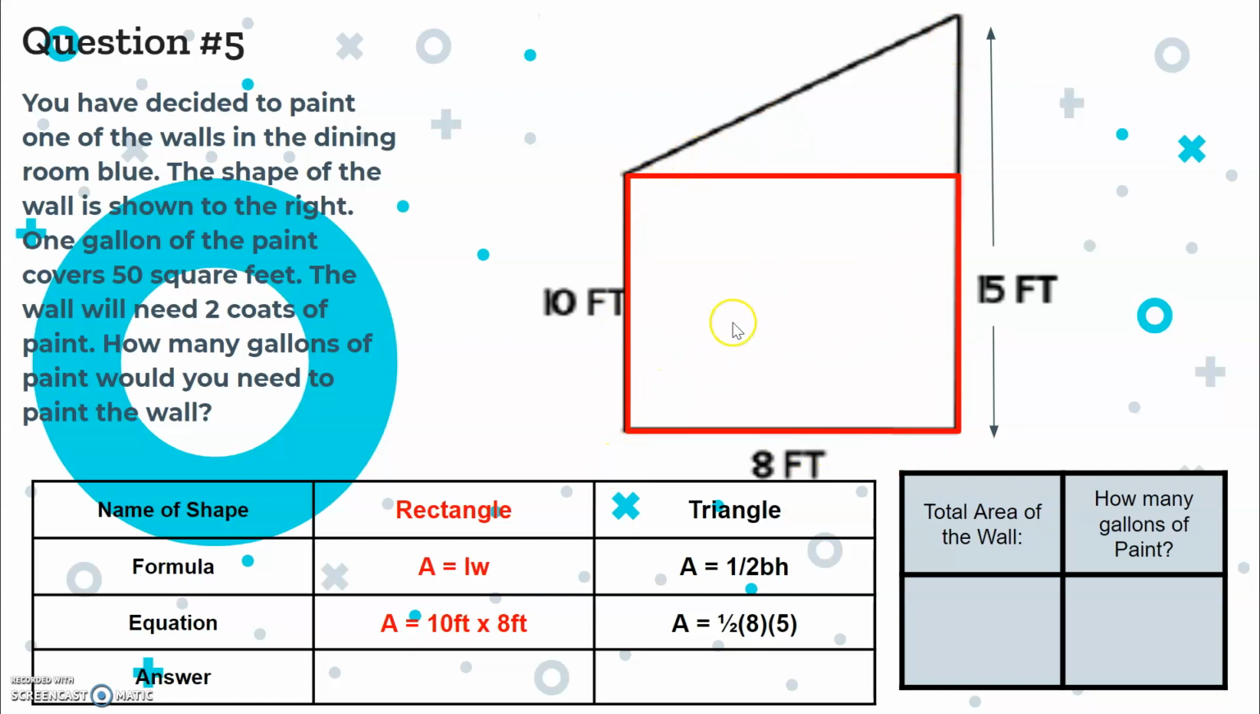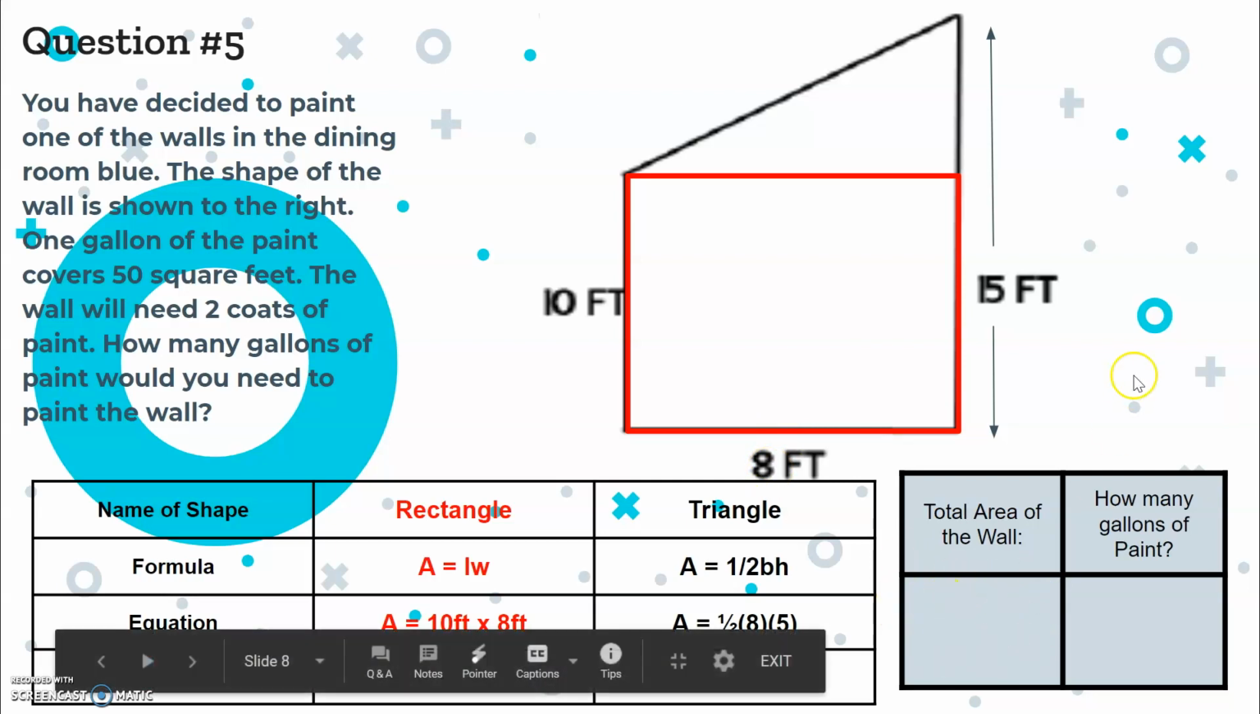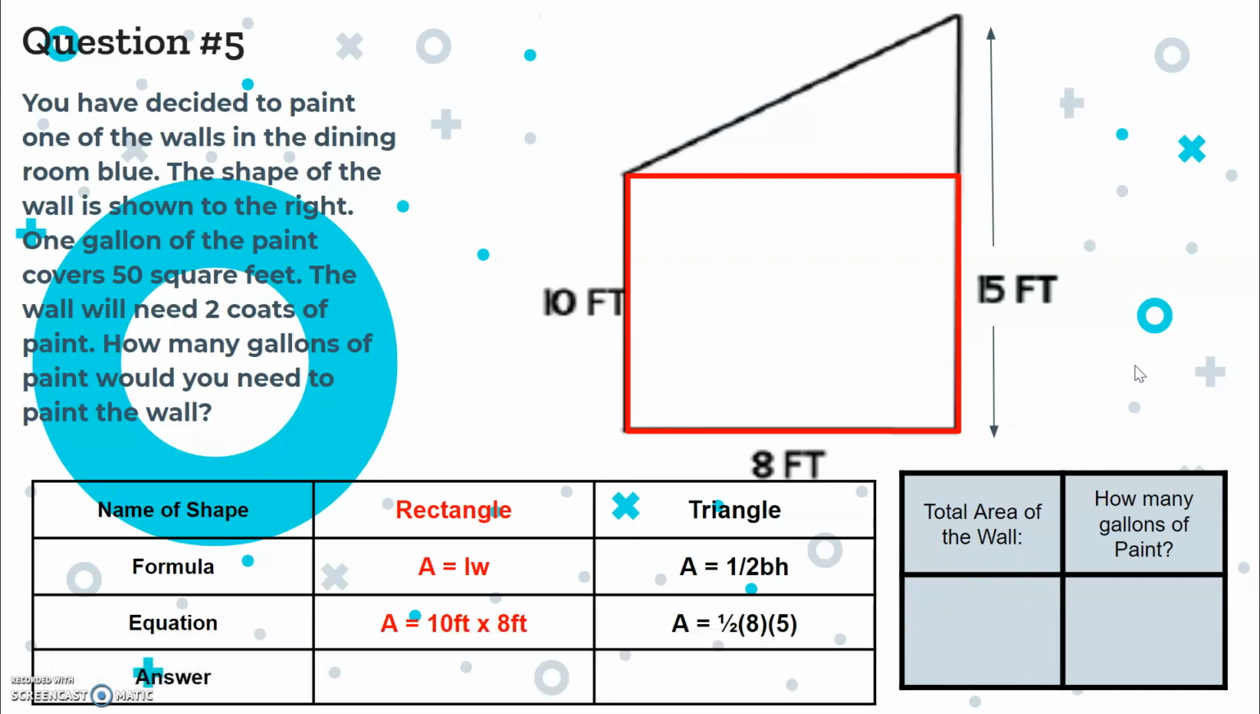So I could have had a square and a triangle in a composite figure, or I just have one trapezoid right here. If you saw a trapezoid, then you would have done base 1 plus base 2 times your height, which is 8, and then divided it by 2. That would have given you the total area of the wall as well. I didn't see that until just now when I was doing this video, so you could have done it that way. Instead of seeing 2 shapes, it could have been one big shape.